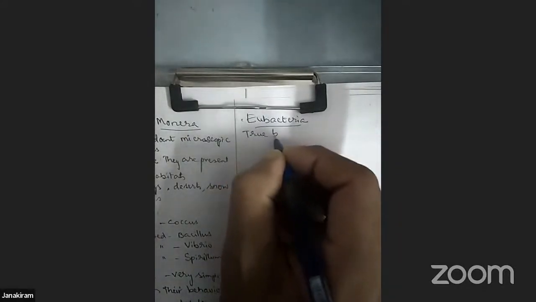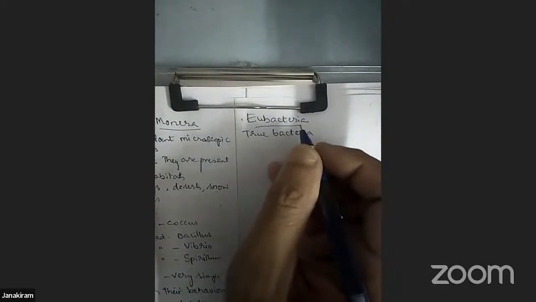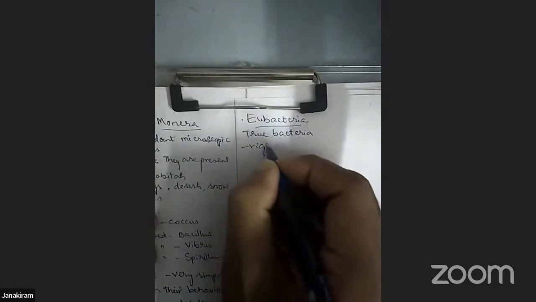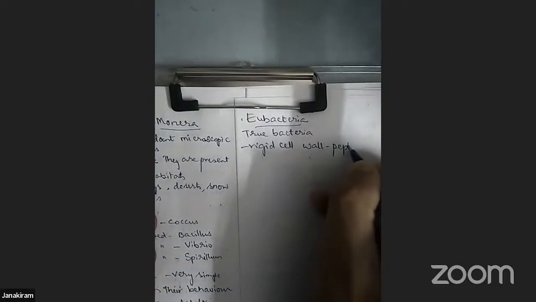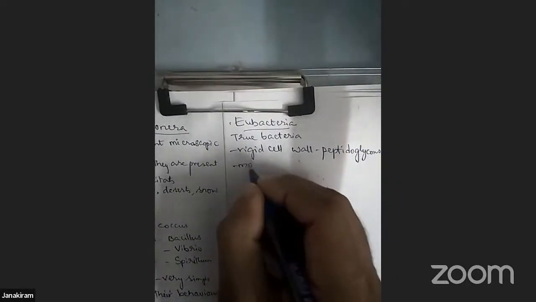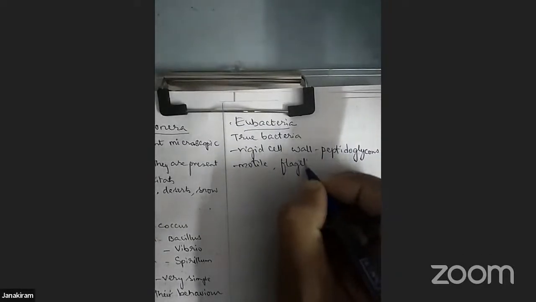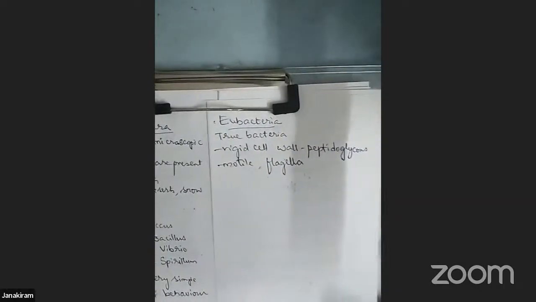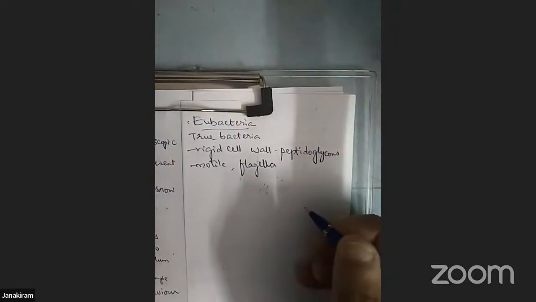Then coming to the second group, that is called eubacteria. These are considered to be the real, true bacteria. They are characterized by the presence of a rigid cell wall made up of a chemical called peptidoglycan. And they are motile. They move with the help of flagella, and the number of flagella may differ from one group of eubacteria to another.